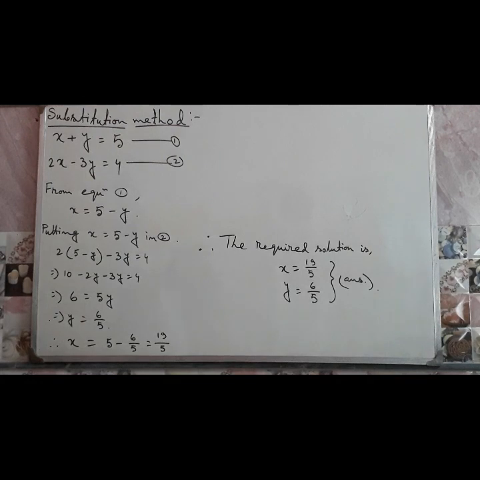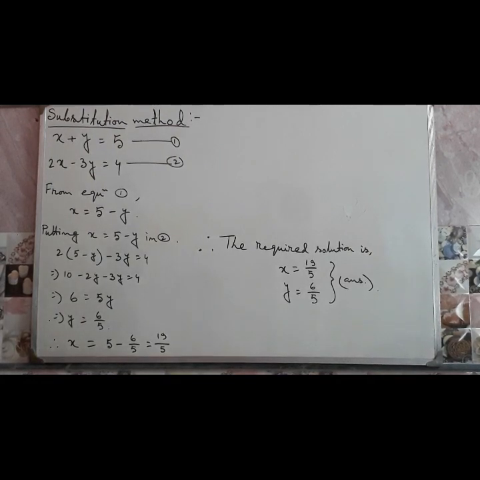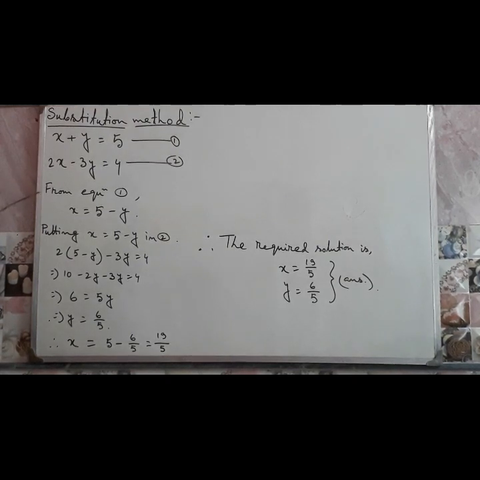First, the substitution method. What is the substitution method? In this substitution method, two equations will be given. Here we took x plus y is equal to 5 and 2x minus 3y is equal to 4. From this first equation, you are to find the value of either variable, x or y. Then after getting the value of that variable, you substitute that value in the second equation. That's why it is the substitution method.